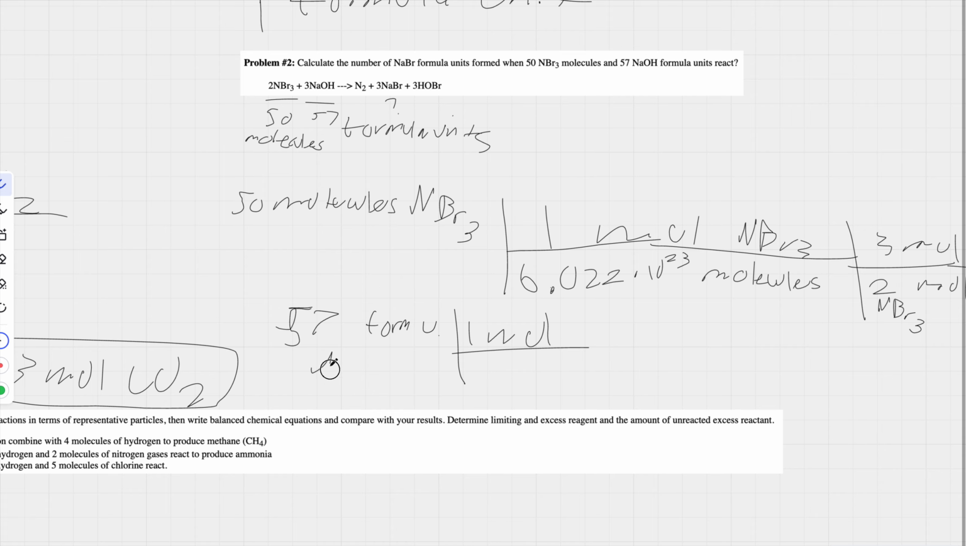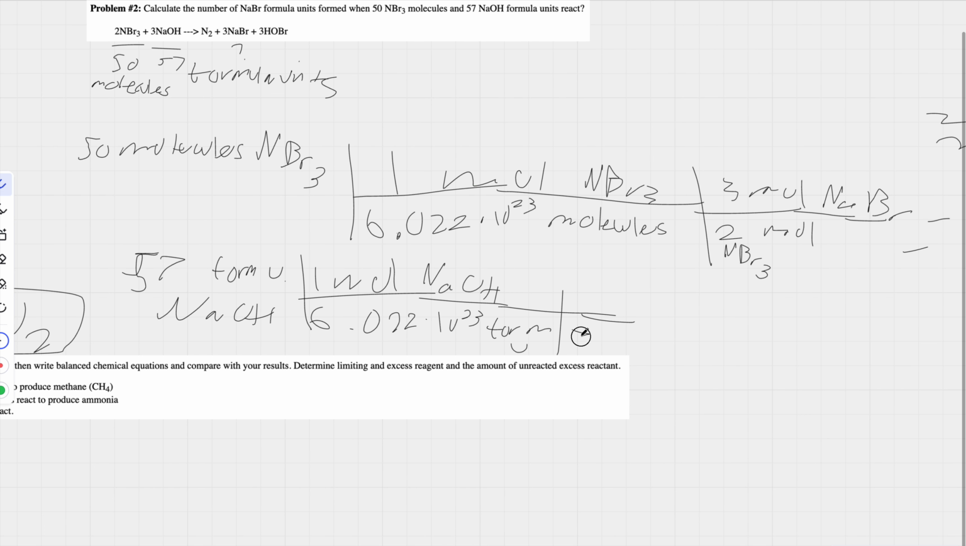Wait, hold on. For every 1 mole of NaOH, there's 0.22 times 10 to the 23rd formula units. Now we use the mole ratio, so there's 3 moles of NaOH for every 3 moles of NaBr.